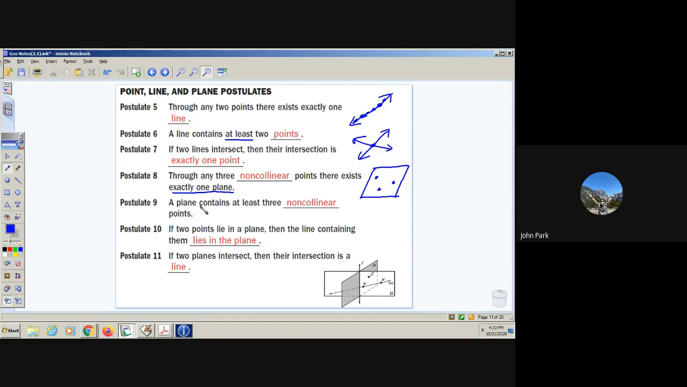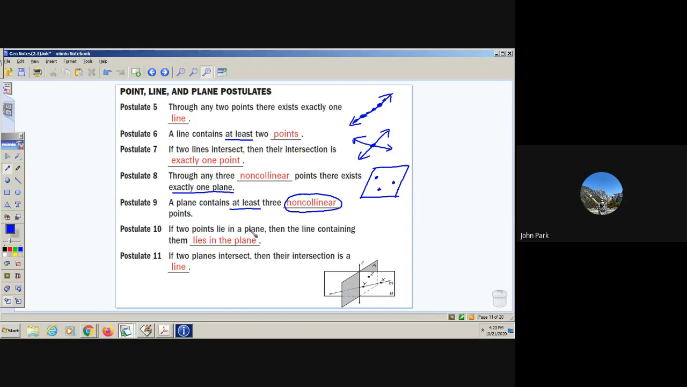And then this is saying basically the same thing: a plane contains at least three non-collinear points. So a plane has three non-collinear points that are not on the same line, but there are infinitely many points on this plane. But it's at least three non-collinear points. So it has to be non-collinear, meaning not all three of them are on the same line.